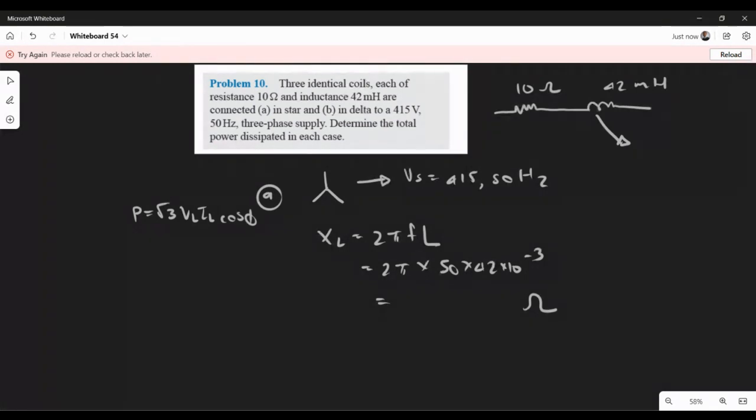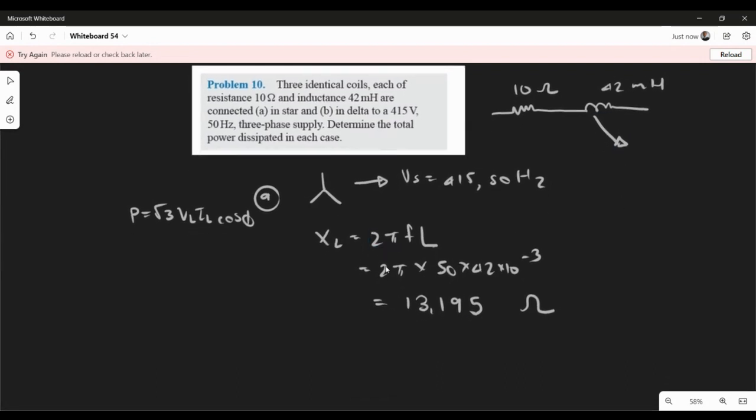What's my inductive reactance? 13.19. Do you guys agree with that? 13.19, what's it? 196. So 13.195. I'm happy with that. Is everyone content with that? Cool.